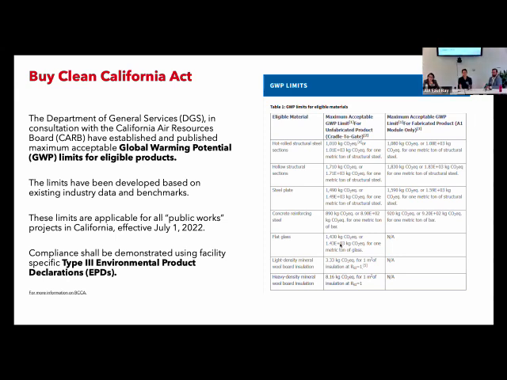Mike, any questions online as well? Yes, there is. Daniel asks, is it likely that the multifamily residential will be included in the embodied carbon tracking required project type in the 2025 code cycle update?